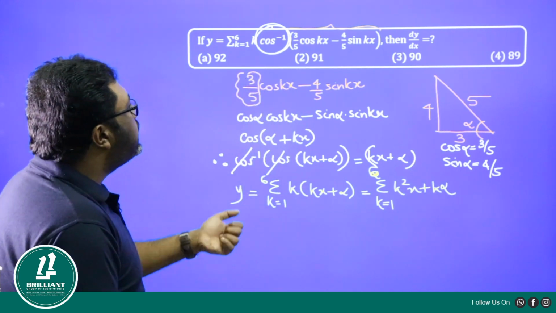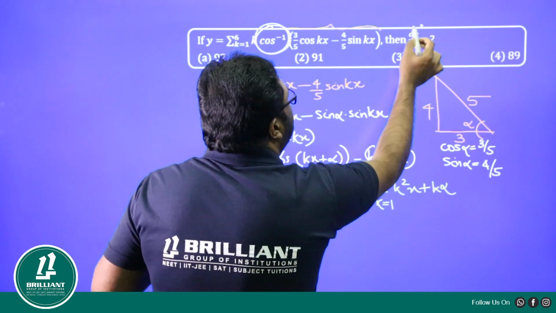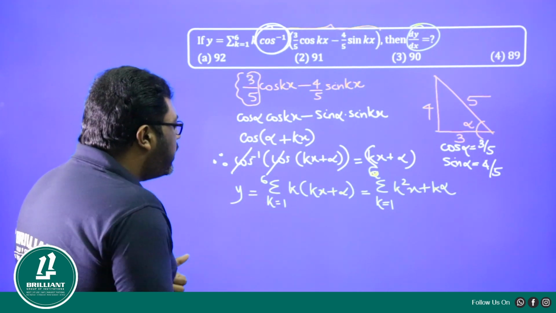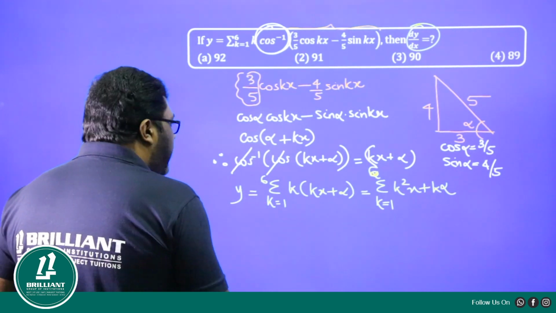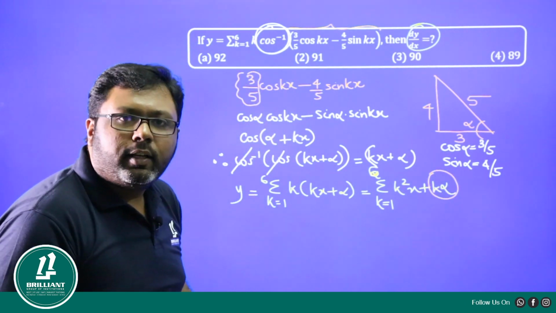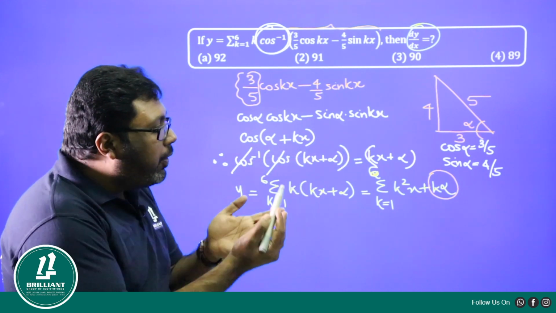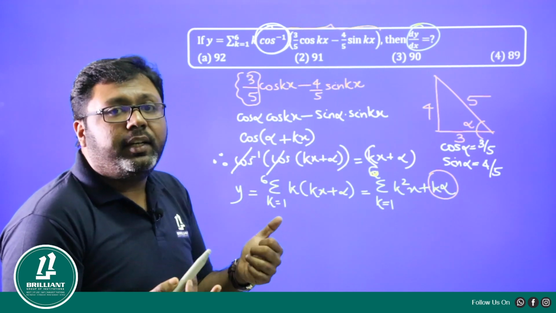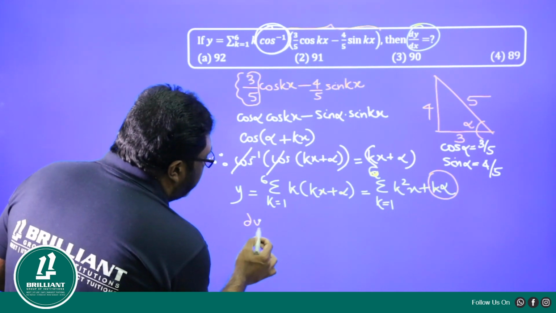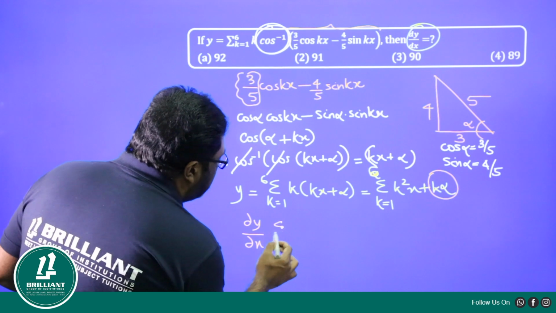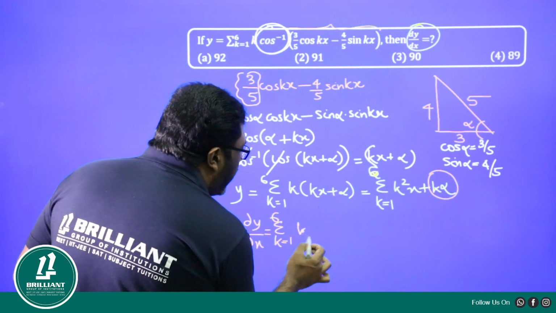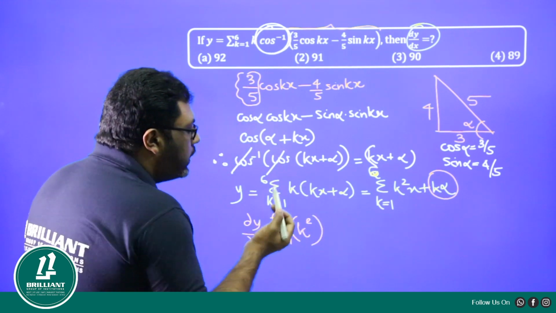Now I am more concerned about the derivative dy by dx. They're asking me what is dy by dx. So when I take the derivative, isn't this term 0? K is a constant. Alpha is also a constant, like 3 by 5, 4 by 5 are the numbers related to the angle alpha. So definitely a constant. So what is dy by dx now? Summation k is equal to 1 to 6 k squared is the only answer.